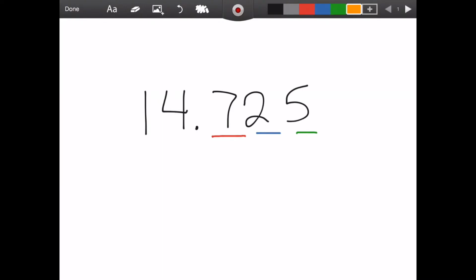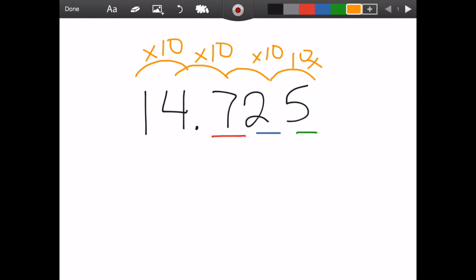Now, one thing I want to keep in mind is remember that it takes 10 of these tenth pieces to make a whole. It takes 10 of these hundredth pieces to make a tenth, and it takes 10 of these thousandth pieces to make a hundredth. Keep in mind that every place value is 10 times bigger than the place value before it. That also works if we go from ones to tens. That would be 10 times bigger. Our number system is completely based around this number 10.